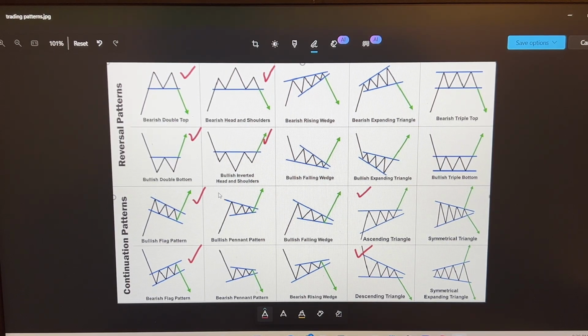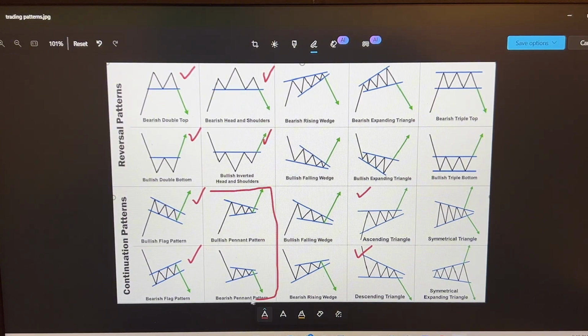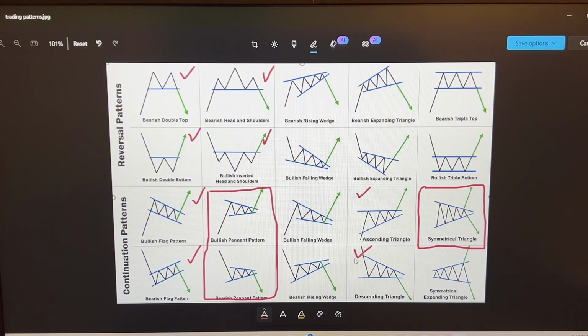First off, we'll start with pennant patterns, and I'm going to do the bullish pennant pattern, the bearish pennant pattern, and symmetrical triangles as well, because these two mean the same thing. Basically, it's the same thing. The difference is just these trend lines. I'll explain it later, so we'll get into the explanation.